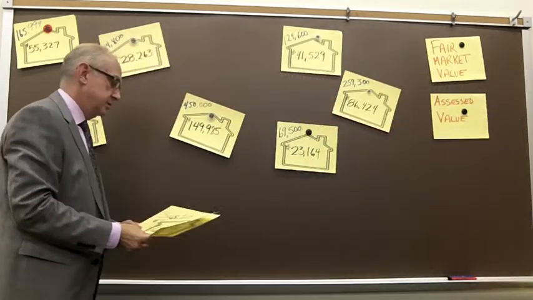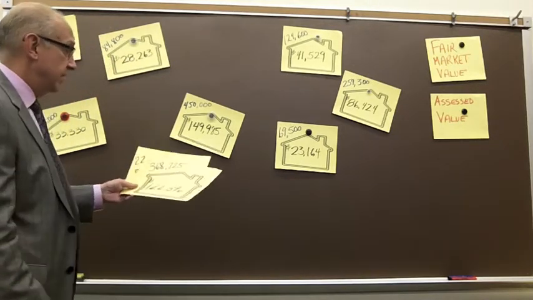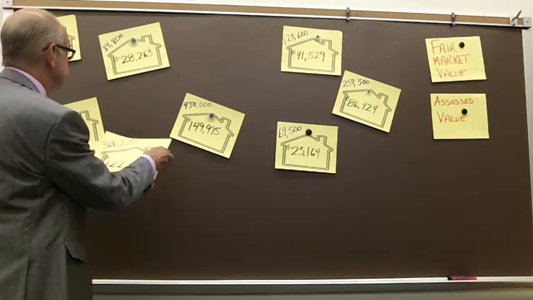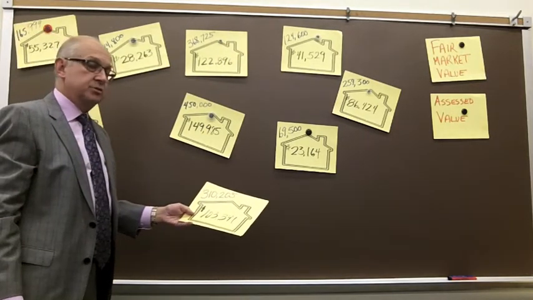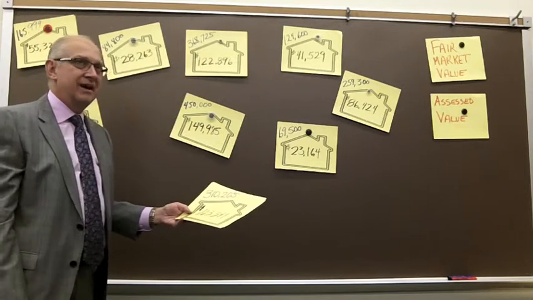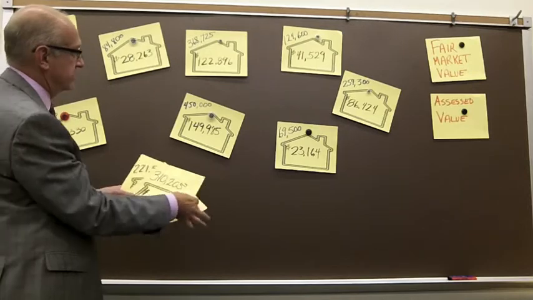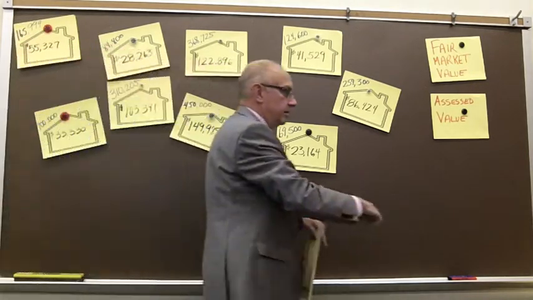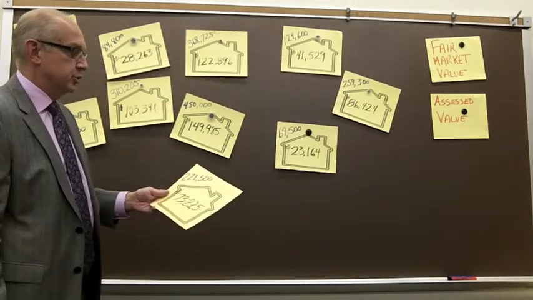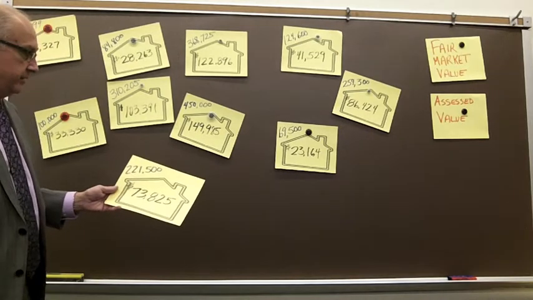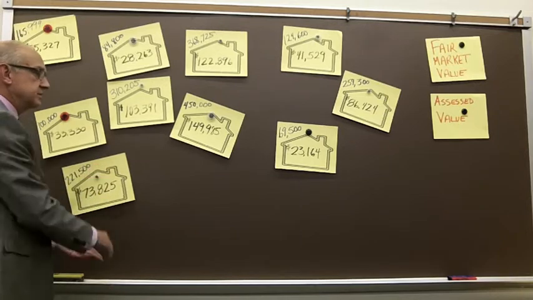Three more homes in our district. $368,725 is the fair market value. The assessed value is $122,896. Another house, $310,205 is the fair market value. The assessed value then is $103,391. And finally, we have a fair market value of $221,500. The assessed value is $73,825. So this is our school district.